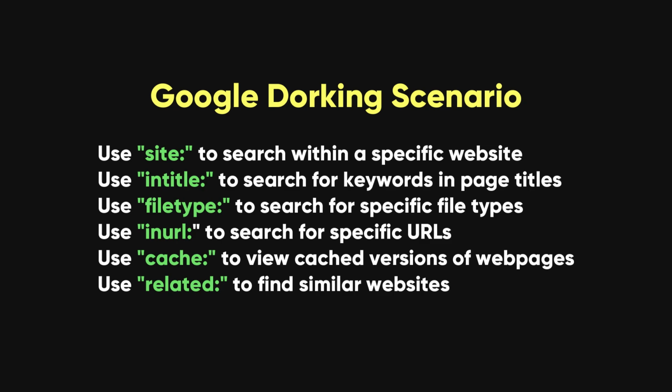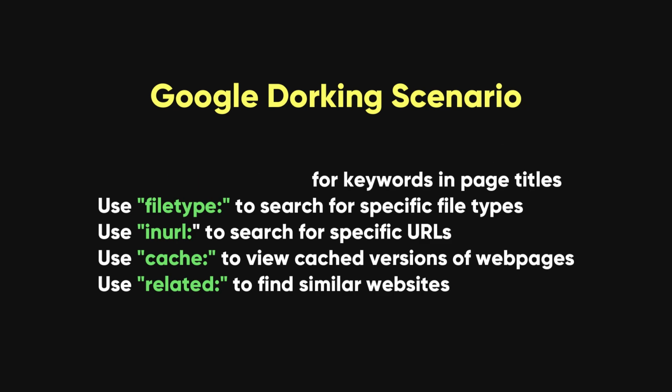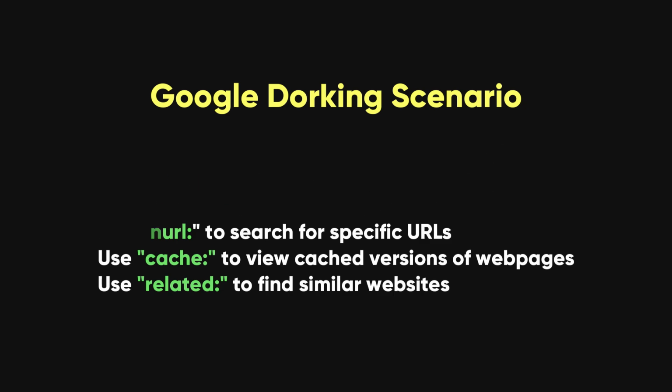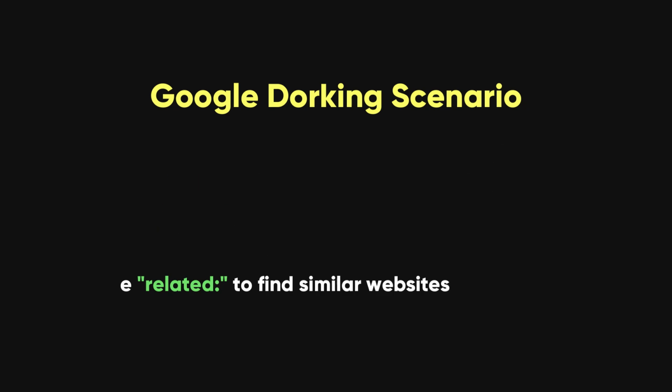Employ the filetype operator to search for specific file types. This helps find documents or reports with sensitive info. Use the inurl operator to find specific URLs. This finds potential admin pages vulnerable to attack. Utilize the cache operator to view Google's cached version of a web page. This lets you see page contents even if the original is removed. Lastly, use the related operator to find similar websites. This can reveal potential partners or vendors with access to the company's network.